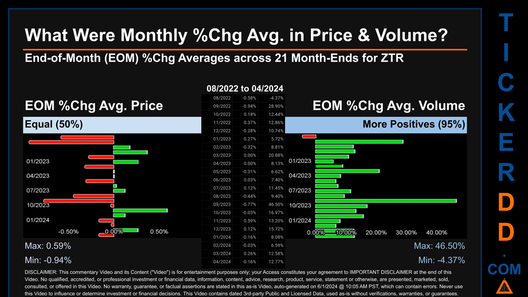Price saw an end-of-month max of 0.59% in average percentage change along with a minimum of -0.94%. For volume, the maximum and the minimum monthly percentage change were respectively 46.50% and -4.37%.